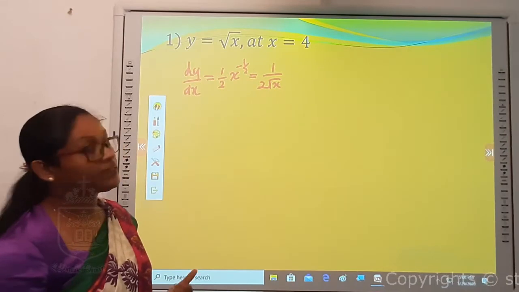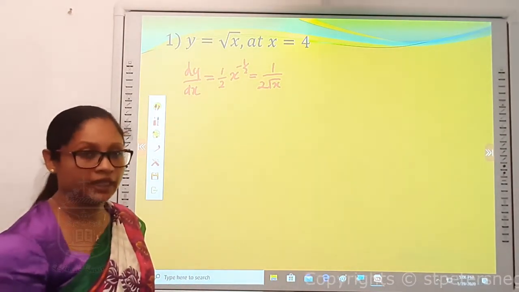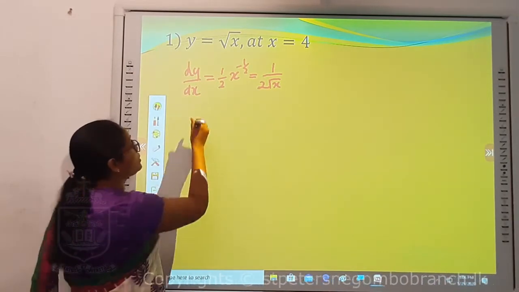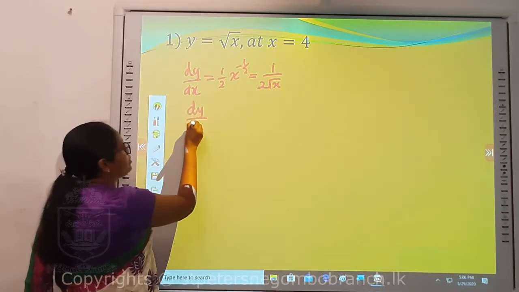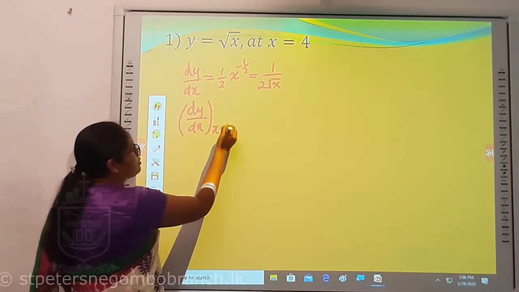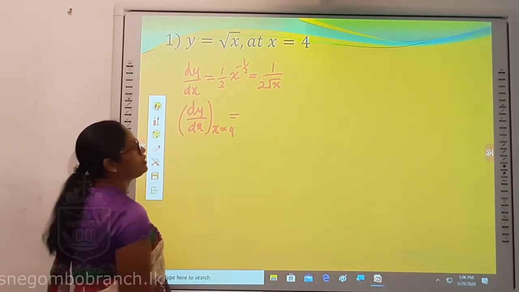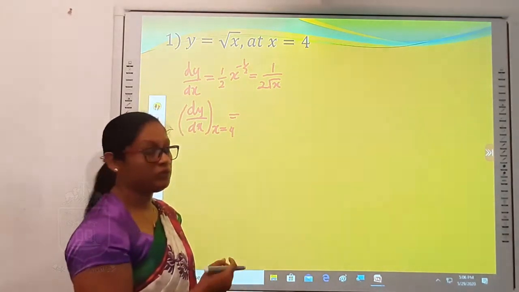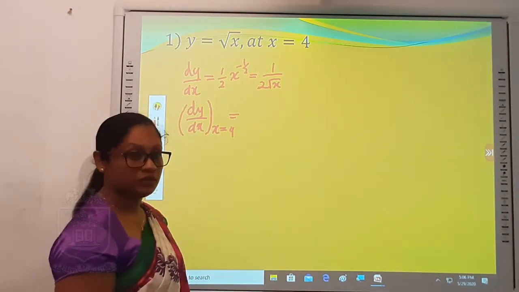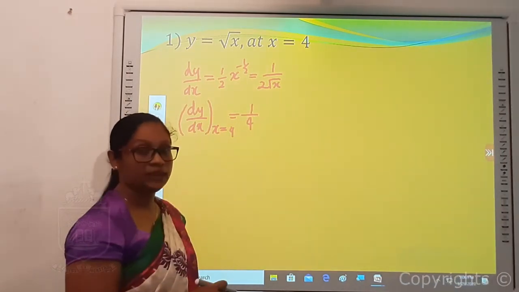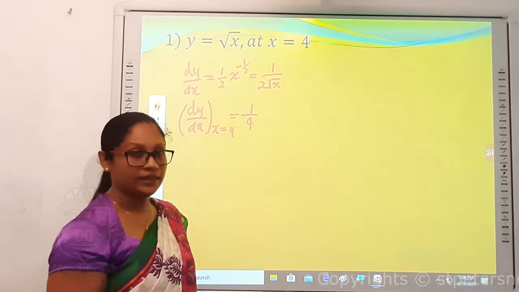Now by replacing x equal 4 into the derivative function, we can find the gradient at the point x equal 4. So dy over dx at x equal 4 is equal to, once we replace 4 here into the square root, we get the answer 2. So 2 times 2 will be 4. So the gradient will be 1 over 4. So this is the gradient of the tangent drawn to the curve.